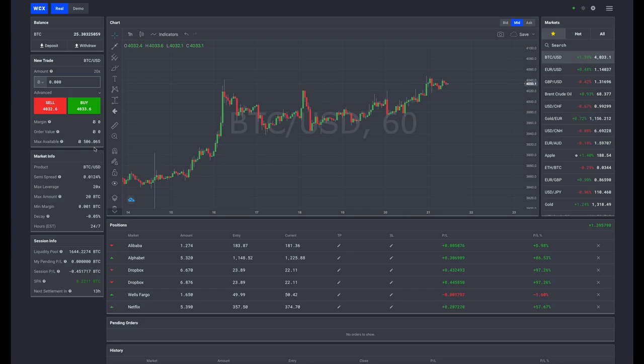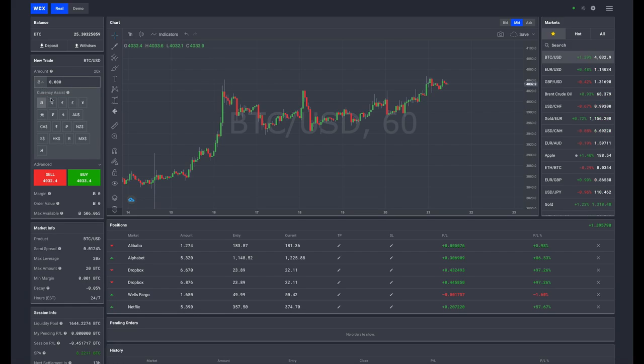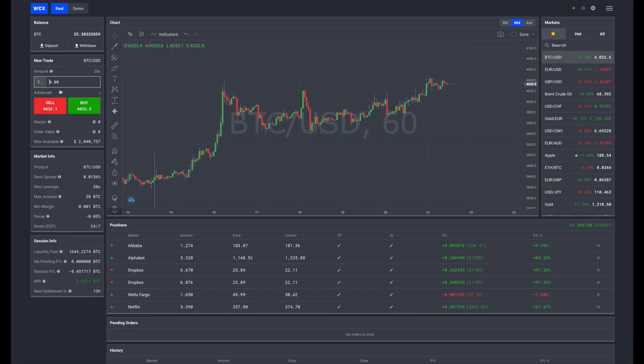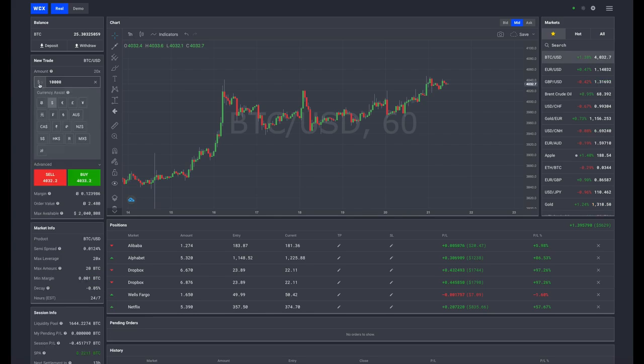To enter a new trade, you want to enter an amount. That's the first thing you want to start with. On WCX, everything is processed in Bitcoin, so all amounts are in Bitcoin. You can select another display currency to help you with the amounts that you want to enter. For example, you can enter $10,000, but in the back end, everything is processed in Bitcoin. So it's good to keep that in mind.